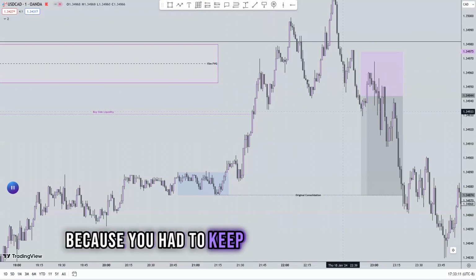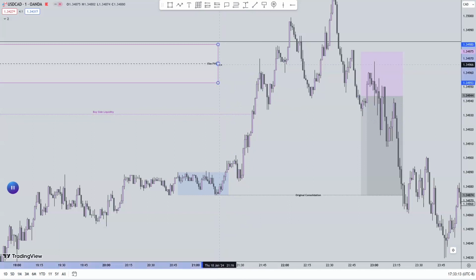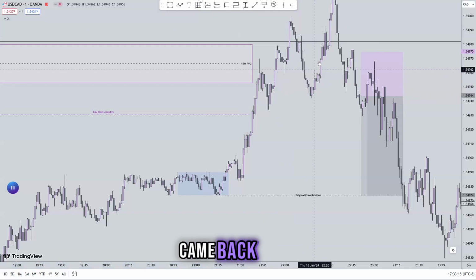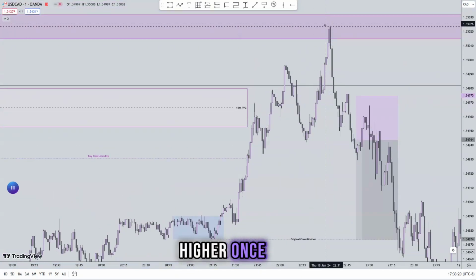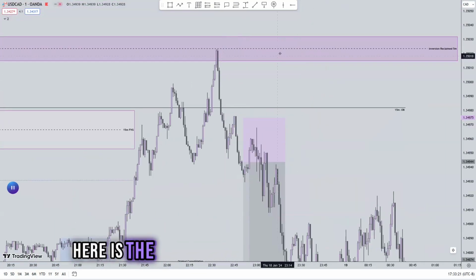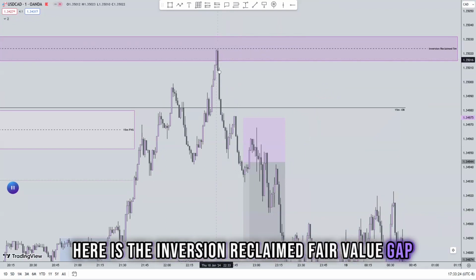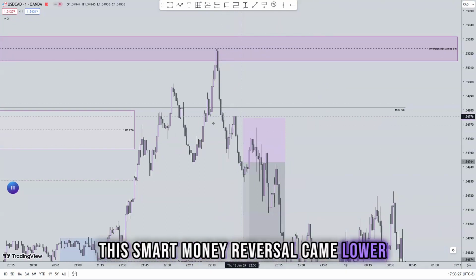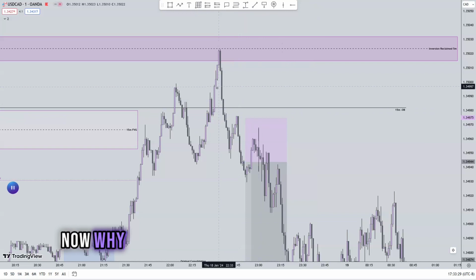came higher, came up into this area, and you could have sold in here, but you might have gotten reversed on, because you have to keep in mind the higher time frame, PD arrays and everything, right? So you can see we came into here, came back higher once more. Here is the inversion reclaim fair value gap, smart money reversal, came lower, came up into here. Now, why would you not expect it to come up into here?